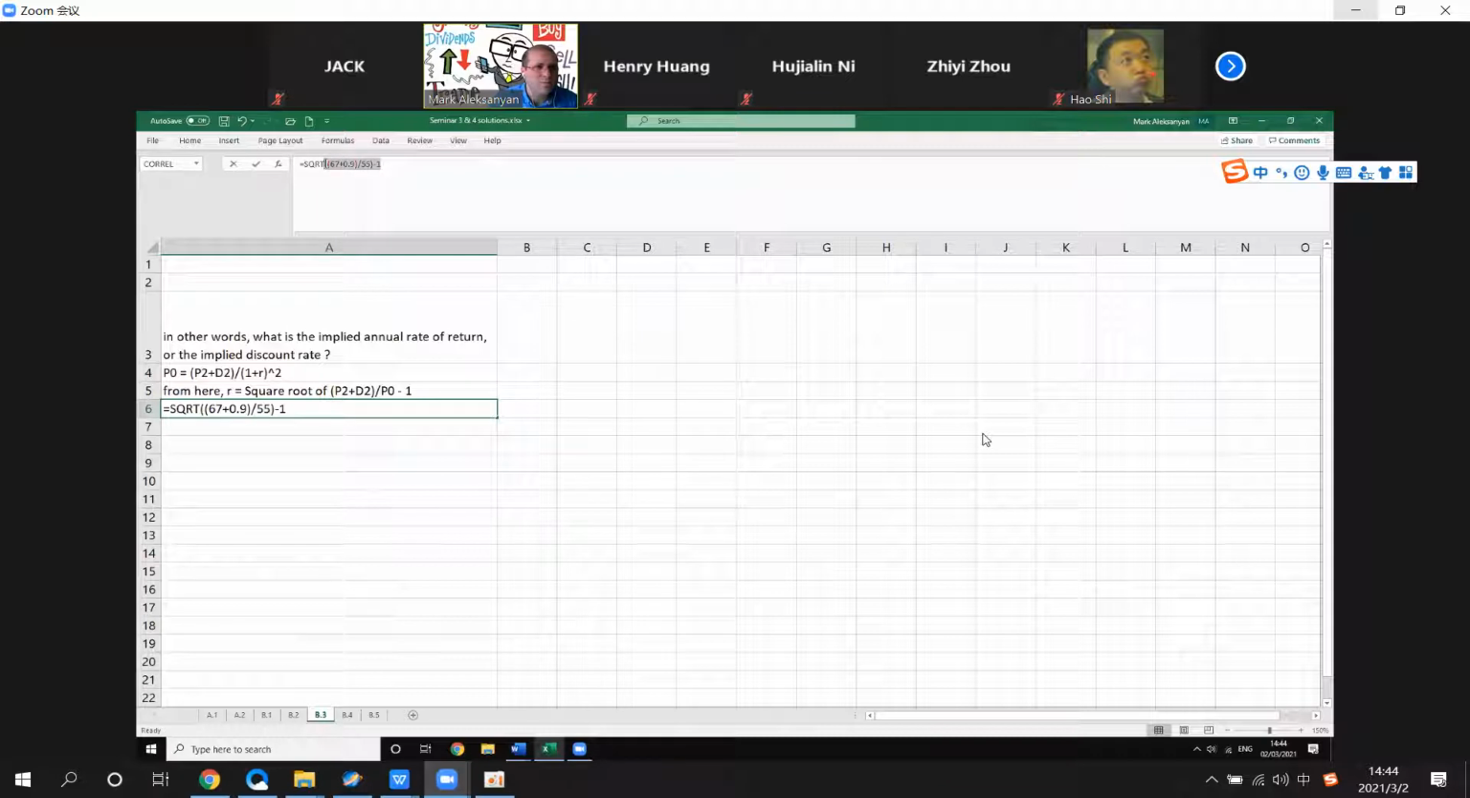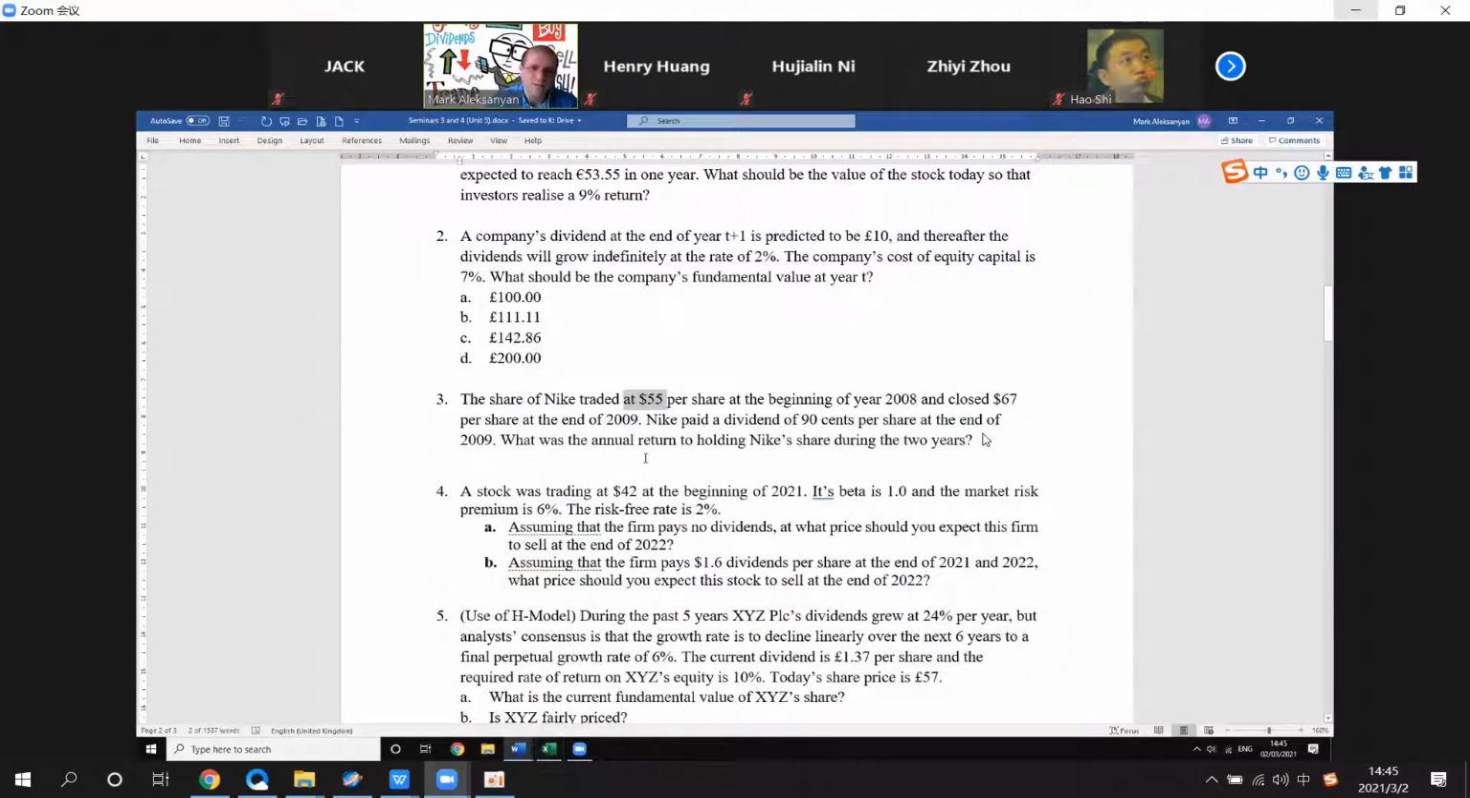So these are the numbers here. So the square root of 67 plus 9 divided by 55, minus 1. So your answer is 11%. Yeah, so 11% is your answer. Again, we can look at the solution later, but I believe this is a fairly simple question.